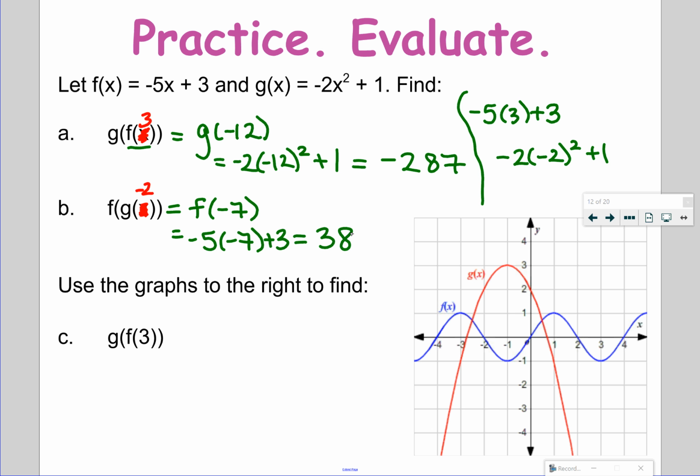Okay, at the bottom, finding f of 3. So I'm finding 3 on my x-axis. Here I have to go down to get to function f, and that is negative 1. Now I want to evaluate g of negative 1. So I'm going to find negative 1 on my x-axis, go up or down to function g. In this case, I have to go up. Final answer is 3.